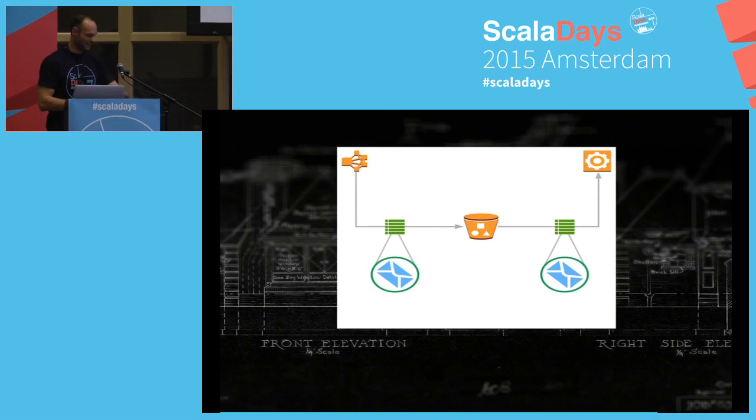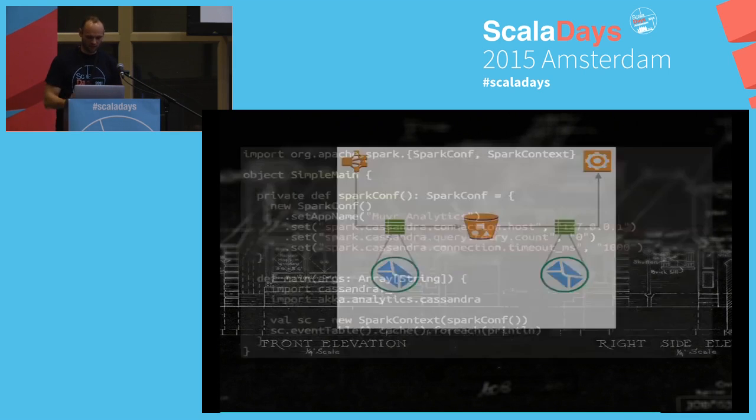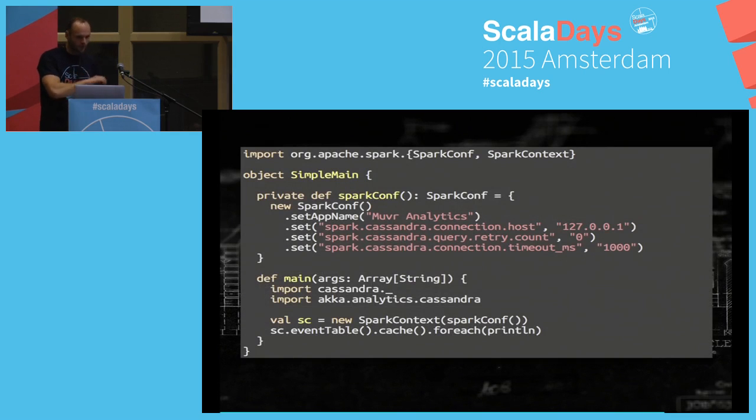Events come in, they end up in the journal, we read them in Spark. How do we do it? Well, we'll take the Spark Analytics plugin. Now, this is just a really, really simple example. With a couple of import statements, namely import Cassandra underscore and import Akka Analytics Cassandra, we can now get to the event table. So that's the journal that we have written in Akka, and we'll foreach println.